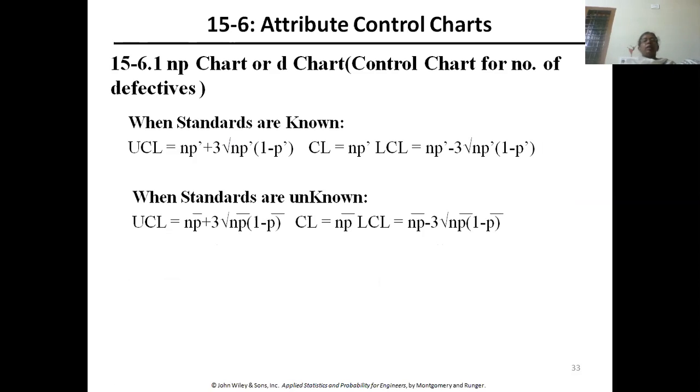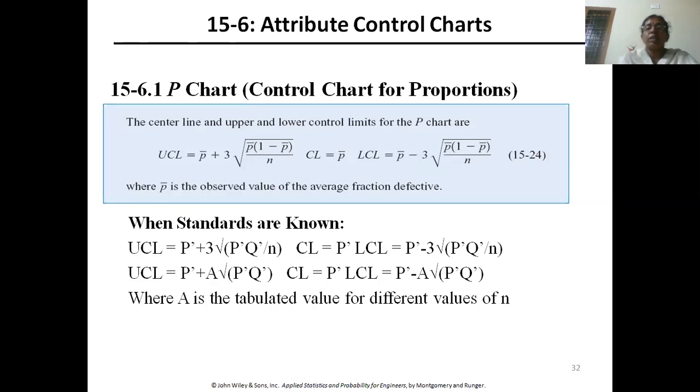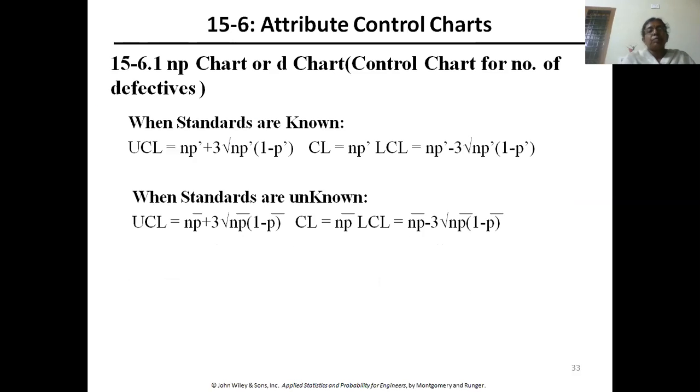Then you have the NP chart, also known as the D chart. We call it the control chart for number of defectives, and the P chart is known as the control chart for fraction defectives. When the standards are known, UCL is NP plus 3 root NP into 1 minus P, CL is NP, LCL is NP minus 3 root NPQ, where Q is 1 minus P. And when standards are unknown, UCL is NP bar plus 3 root NP bar Q bar, CL is NP bar, LCL is NP bar minus 3 root NP bar Q bar.